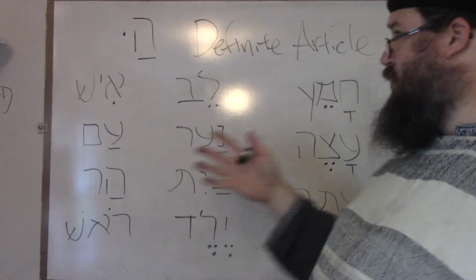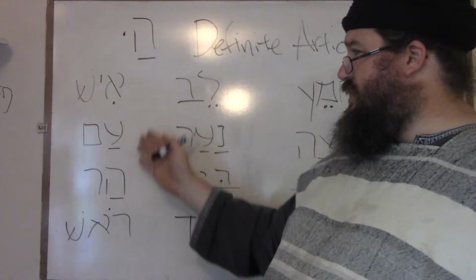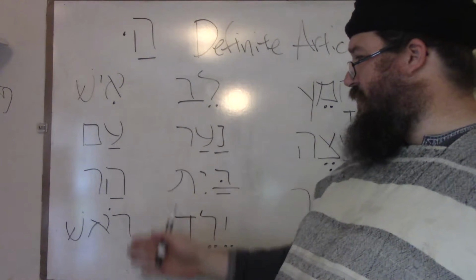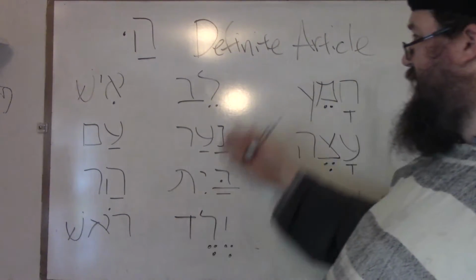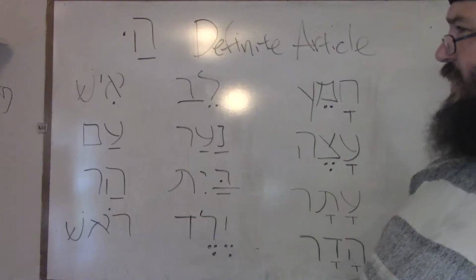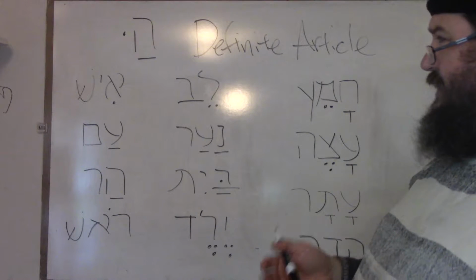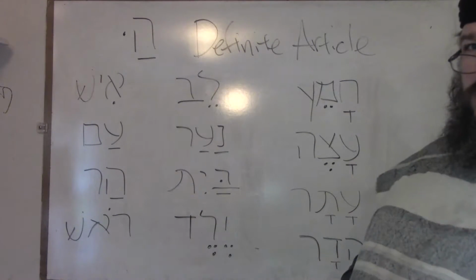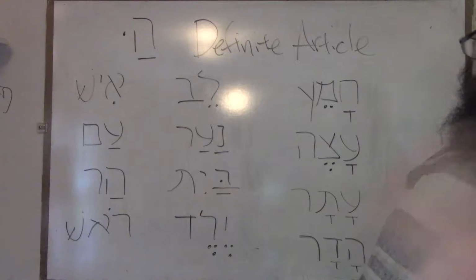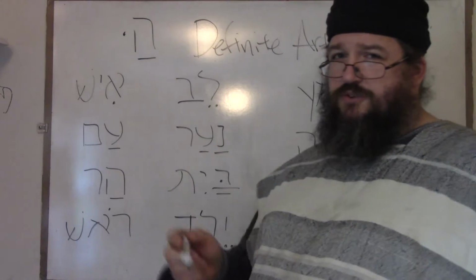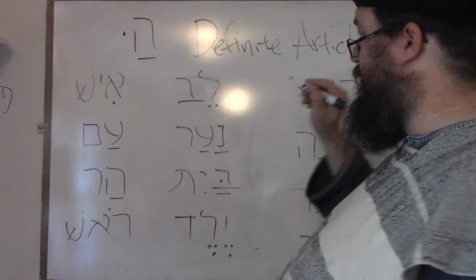So now we're going to take our indefinite nouns: ish, man; am, people; har, mountain; rosh, head; lev, heart; na'ar, young man. And we're going to change these indefinite nouns to make them definite. But we're going to have to learn three rules about this issue. And the first rule is, how do we identify the first step?